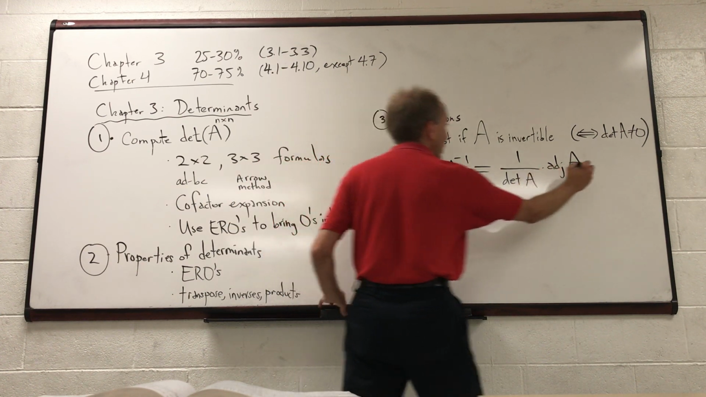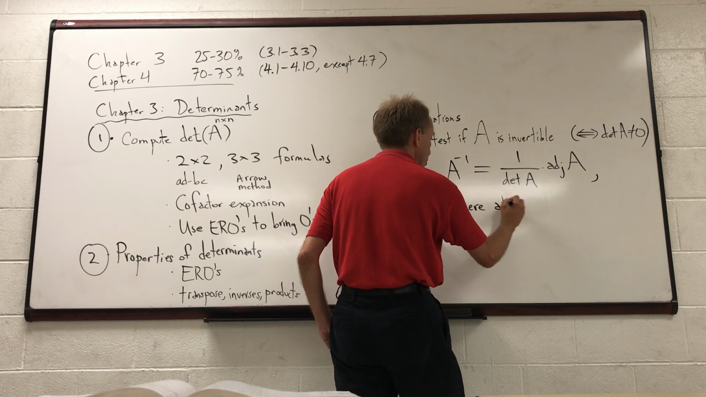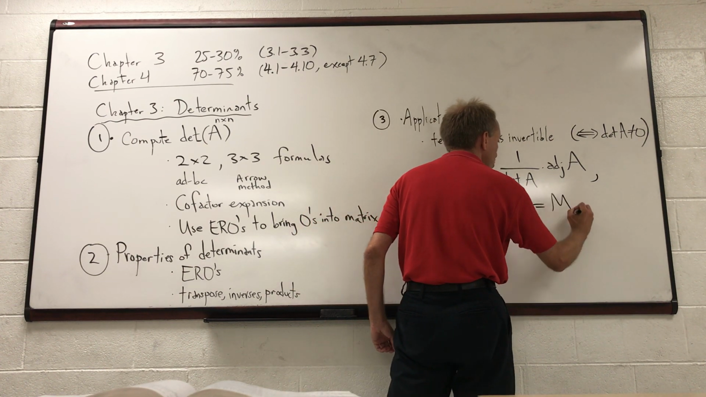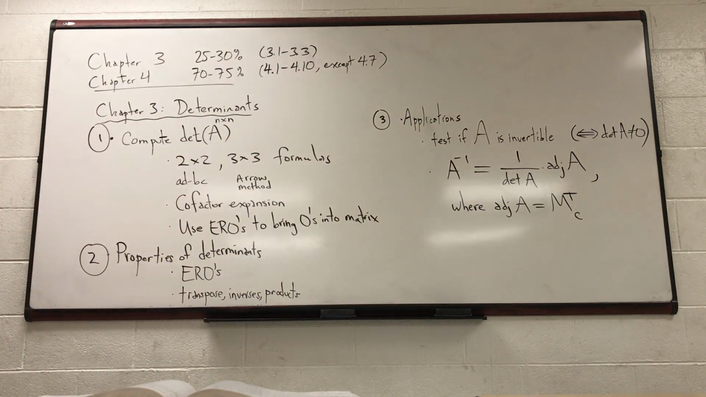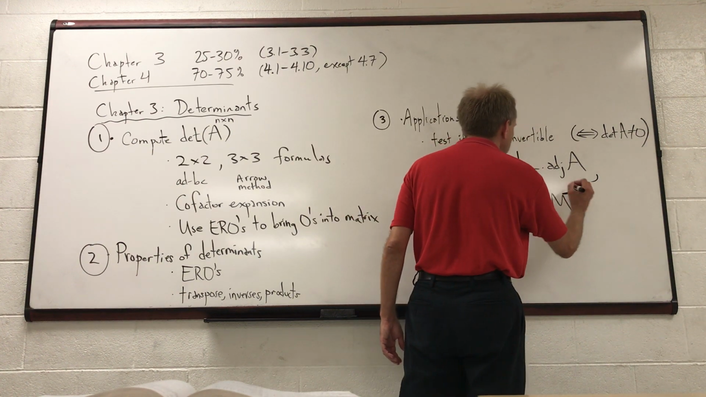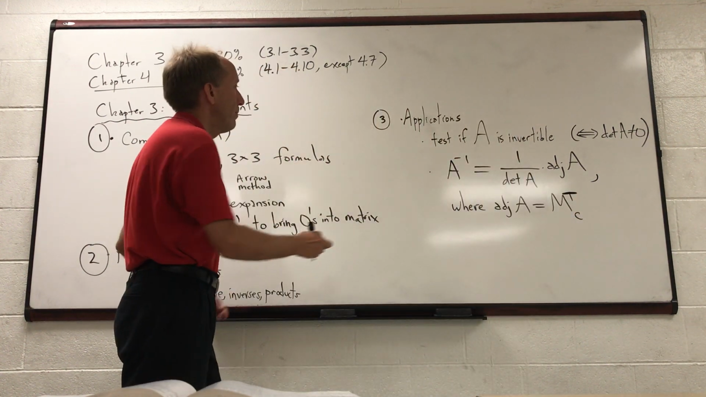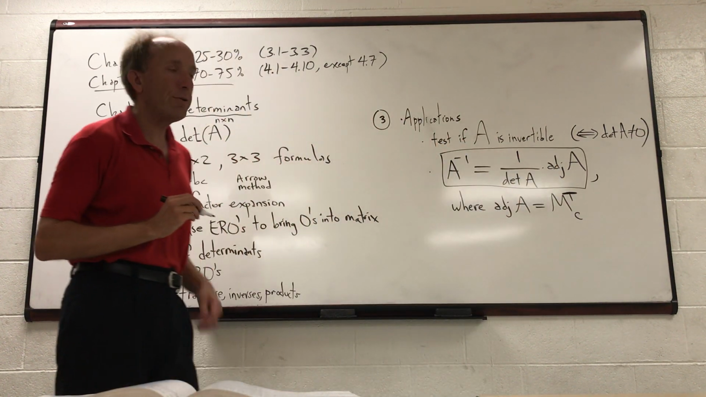And this is where the adjoint of A, I'll just remind you here, it's the matrix of cofactors transposed. So we have to transpose the matrix of cofactors. And if we have that, then we can use this formula right here. Pretty easy to use.